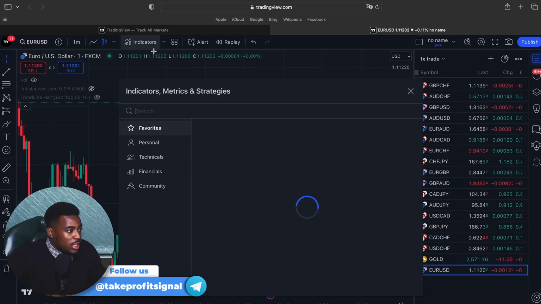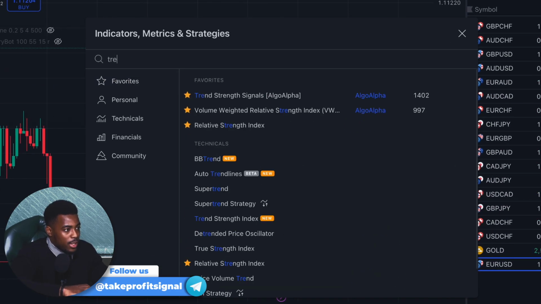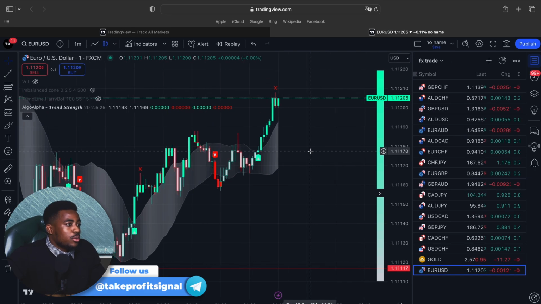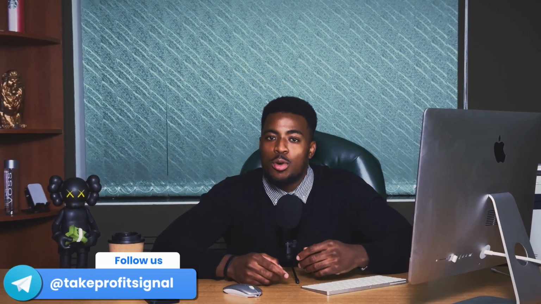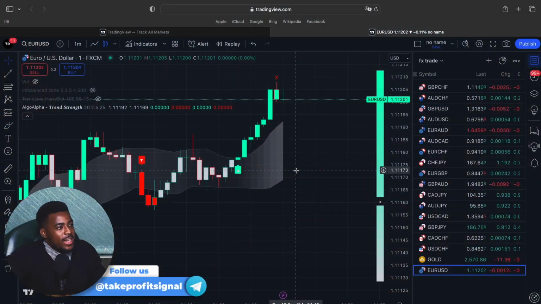Now we go to the indicators section and write the name of this indicator. This indicator is from Algo Alpha. Actually, they are very cool guys who do incredible things. I also have a lot of their indicators on my Telegram channel, so follow the link if you are interested. So we have added this indicator.